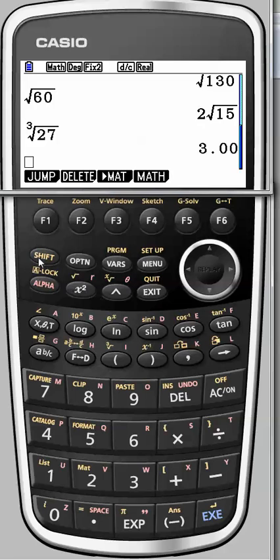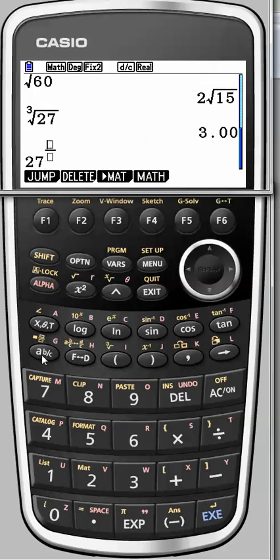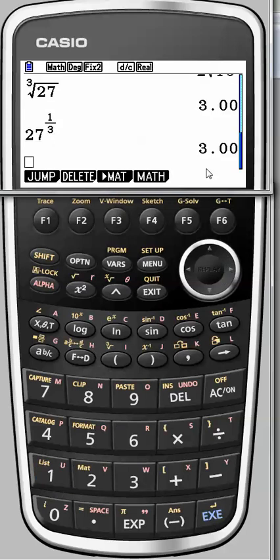It even works in the fraction mode. Let's just say we do 27 and we want to raise it to a power of 1/3. I will also get 3 because that's just another way of writing the cube root of 27. You may not have seen that depending on your algebra experience.